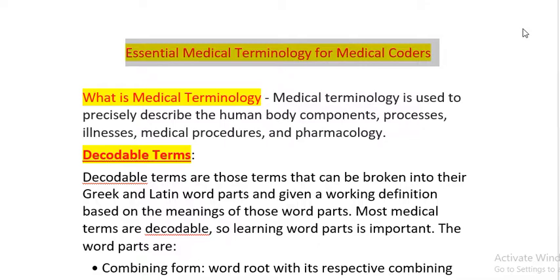So today we are going to learn essential medical terminology for medical coders. As you know, medical coding means the word itself leads us to medical terminology. So, what is medical terminology? If you want to become a medical coder, you should have a strong understanding of medical terminology.